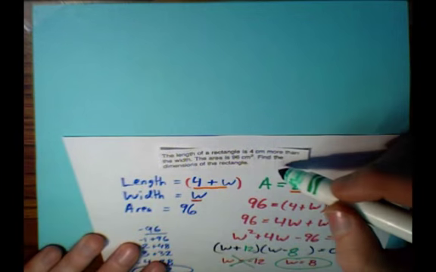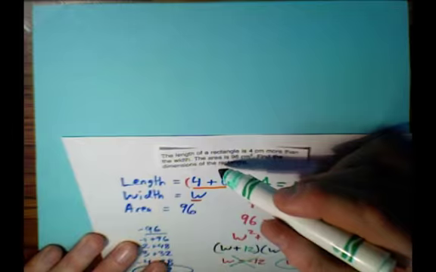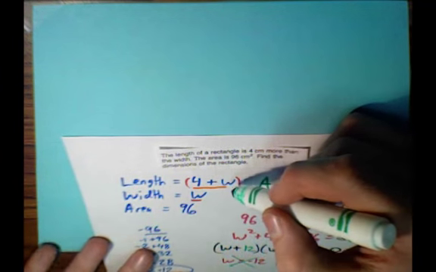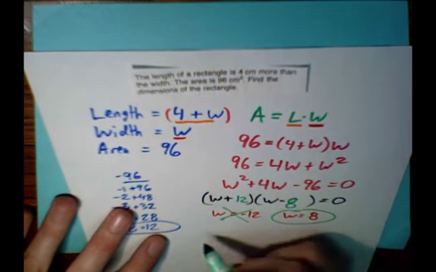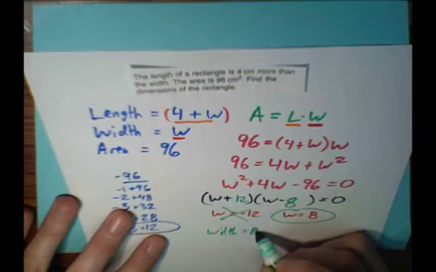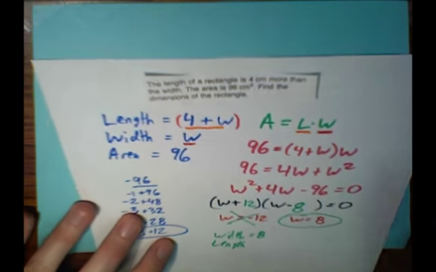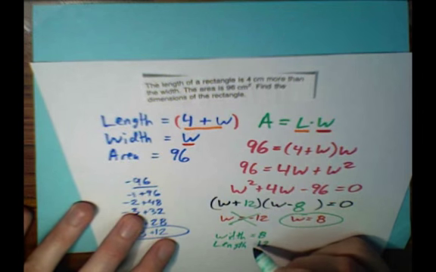But now, again, go back to the original problem. It doesn't say find the width. It says find the dimensions. Now we found the width. Now what's the length? 4 plus the width. So the width is 8. The width is 8, and the length is 4 plus the width, which would be 12.